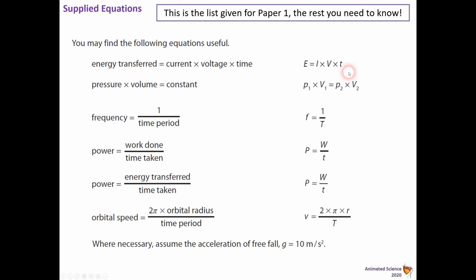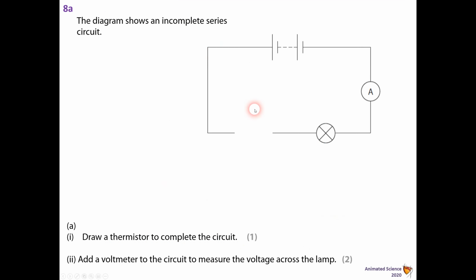E equals VIT, I always say, or IVT. That applies. Power maybe is work done over time taken, or energy transferred over time taken. Let's see what we need. So we've got an incomplete series circuit. It wants you to draw a thermistor to complete the circuit.